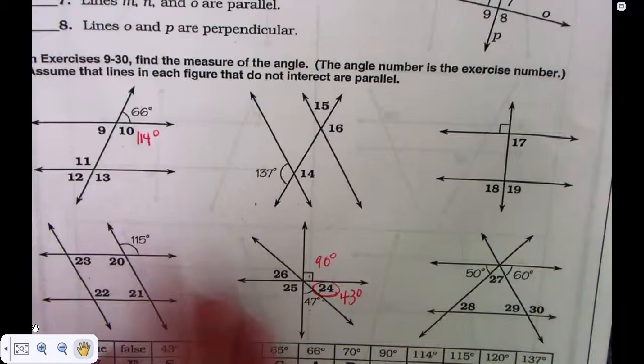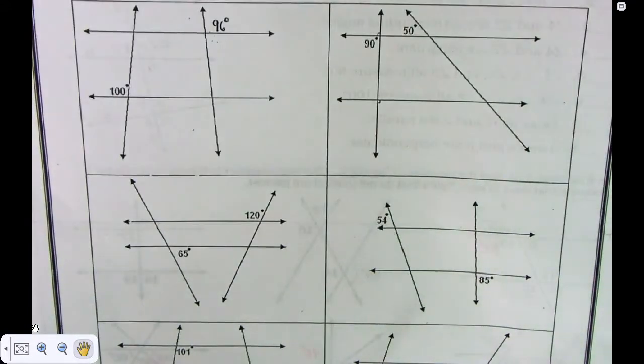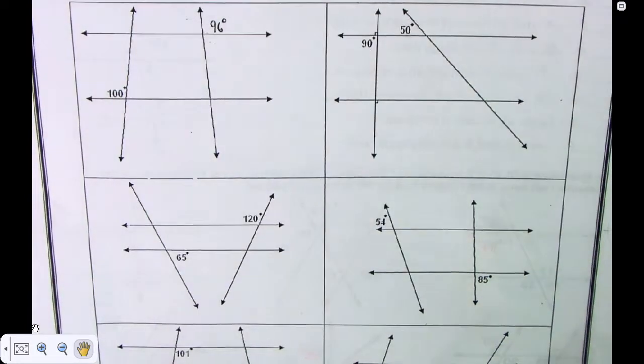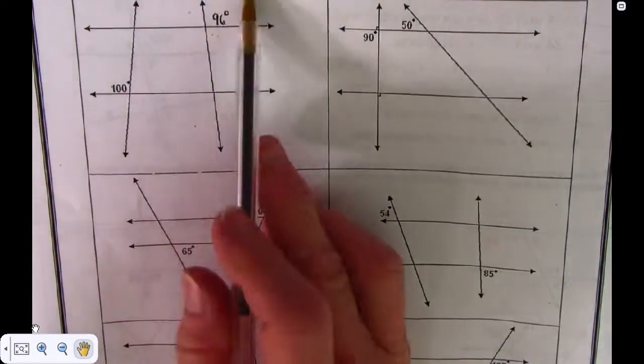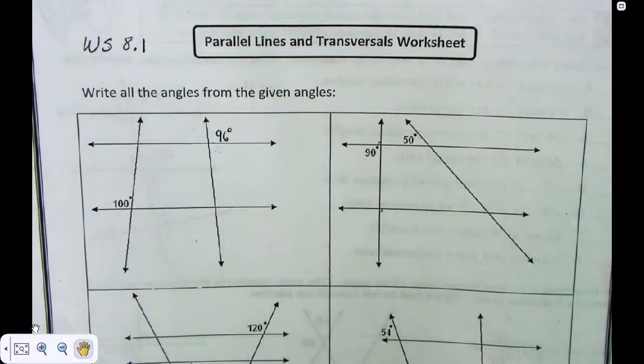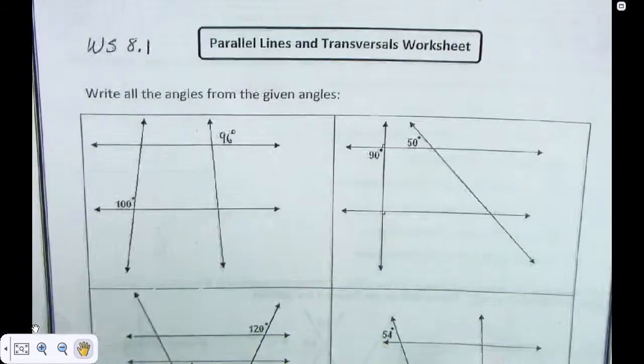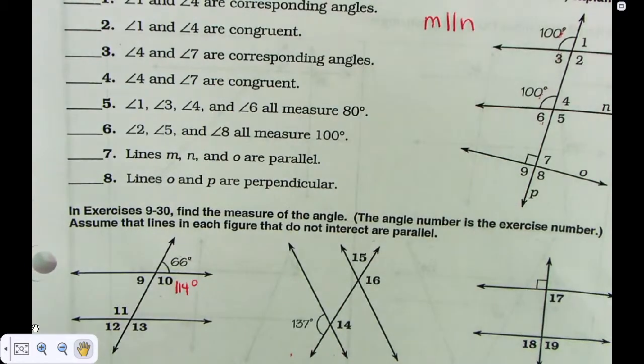Okay? So you're going to do the front. If you finish, start working on the back. You just write all the angles from the given angles. You just put the measure. You don't have to number. Just every angle that you see, you put the degree. Are there any questions? What you're going to do?